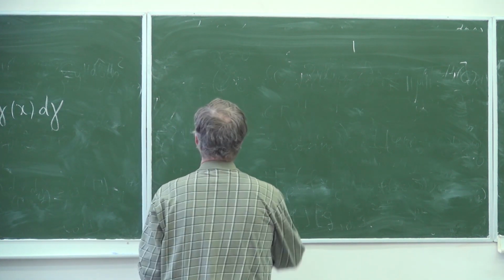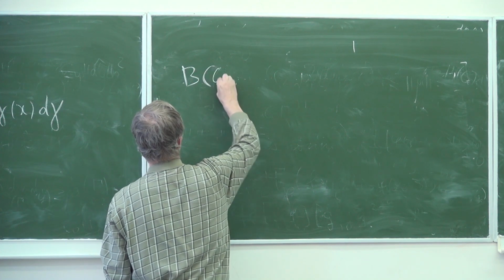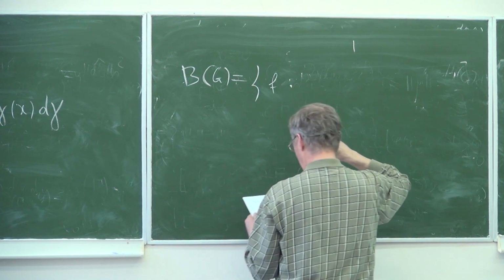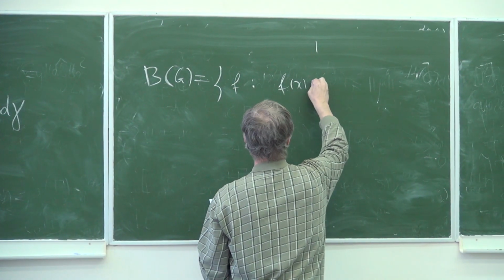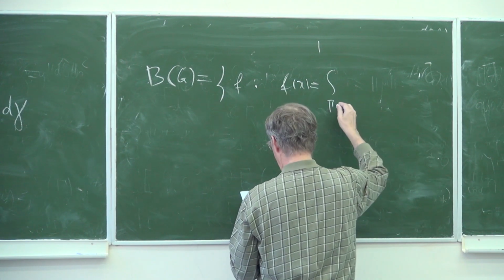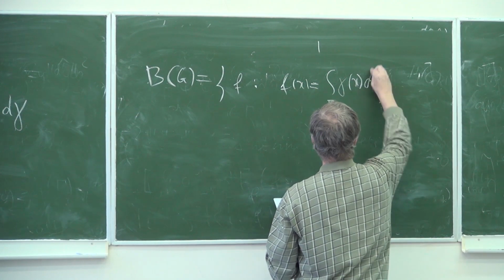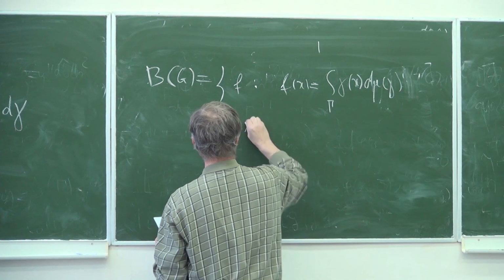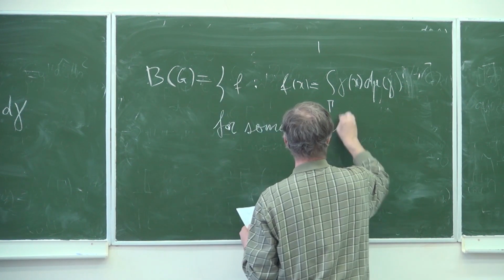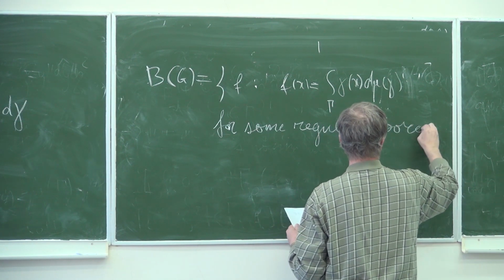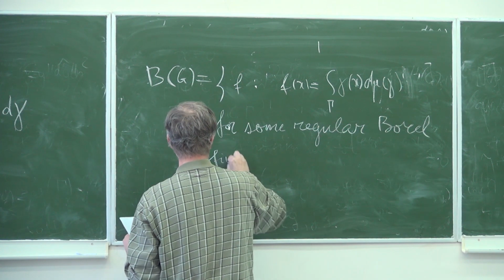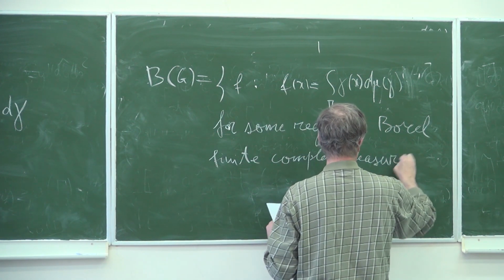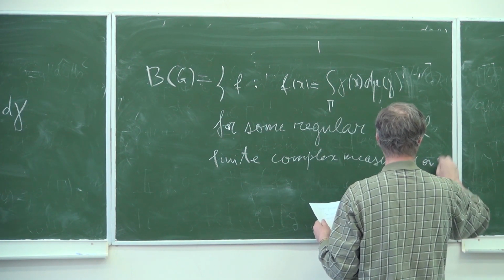Well, okay, let's denote by B of G the set of all functions f that are representable in this form: f of x is equal to the integral over gamma of gamma of x, d mu of gamma, for some regular Borel and finite complex measure mu on gamma.